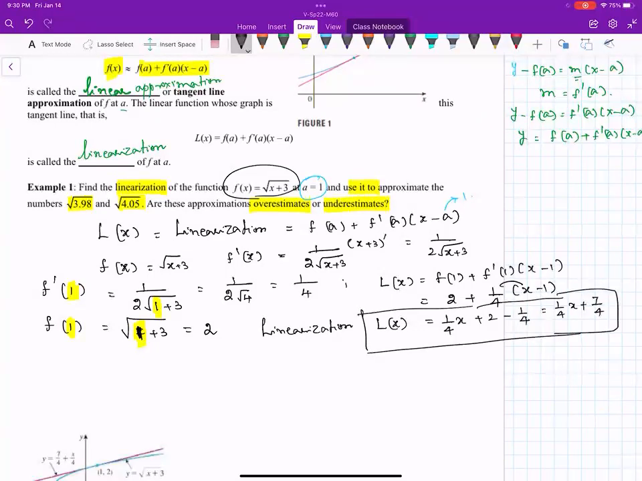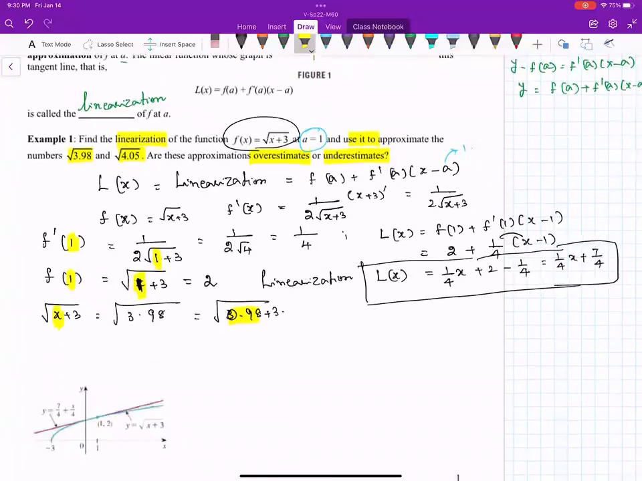The second part of the question is, now use it to approximate the numbers square root of 3.98. So if you consider square root of x plus 3 as square root of 3.98, then it can be written as square root of 0.98 plus 3. So your x value becomes 0.98, which is definitely close to 1. So we can use this linear approximation, or the value on the tangent line, to approximate square root of 3.98.